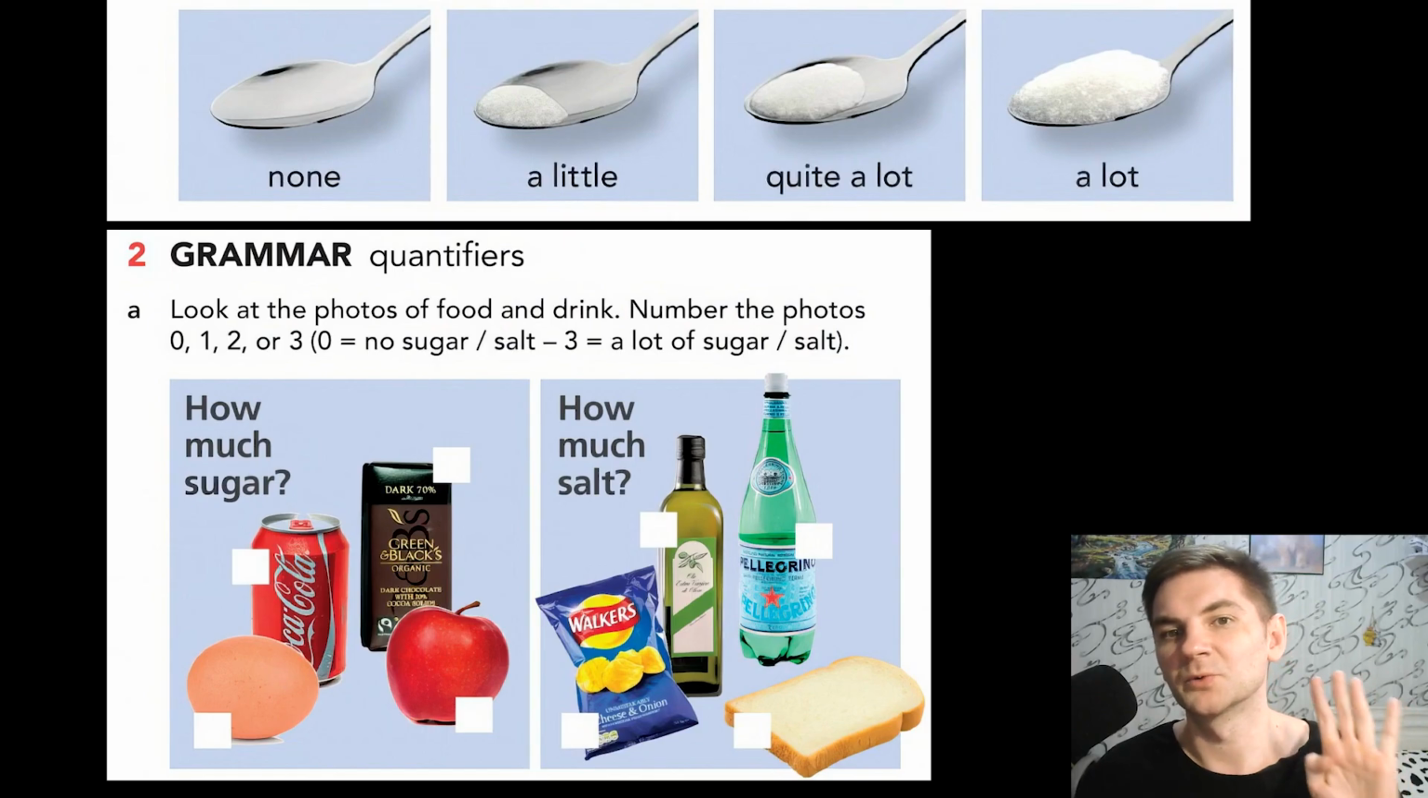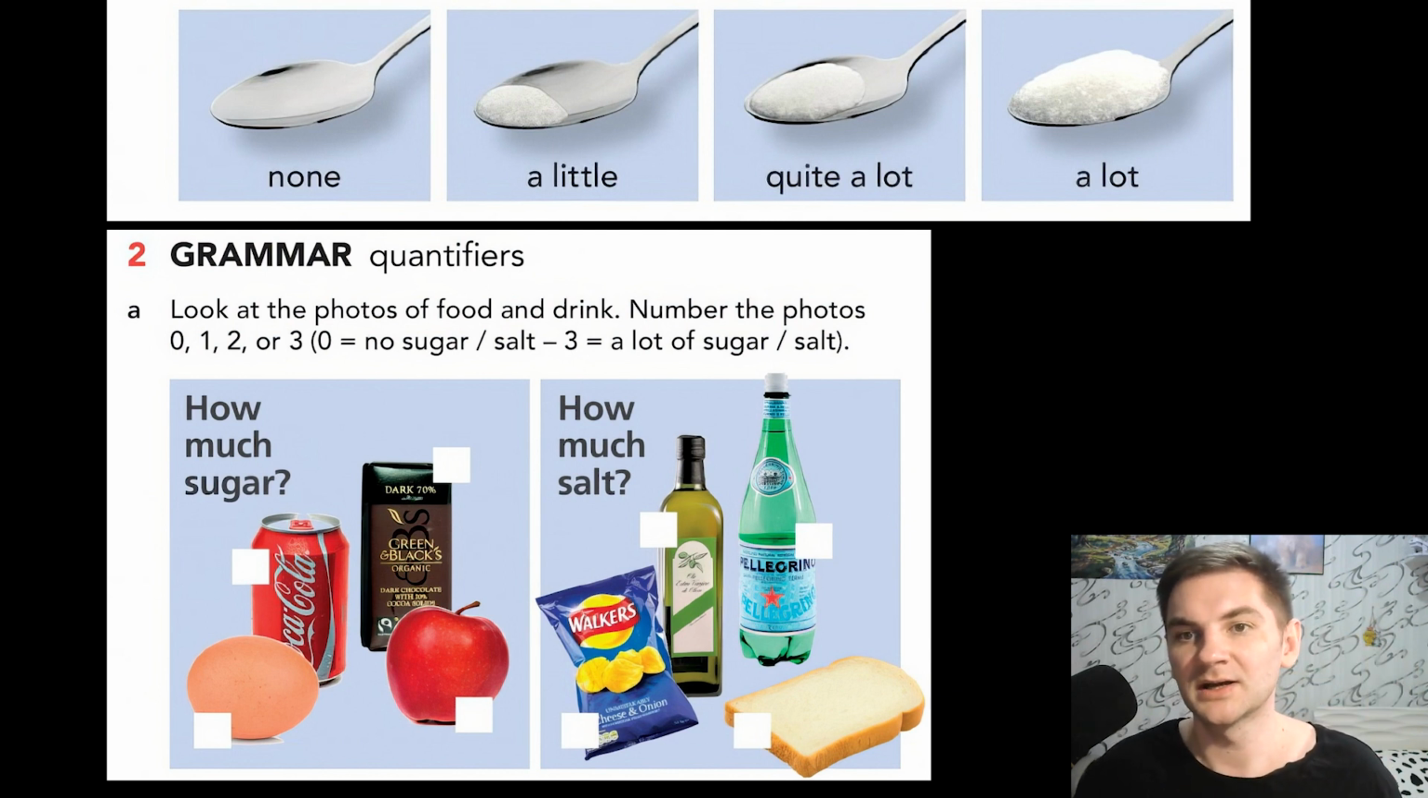Let's look at 4 words before we continue. None, it means вообще нету никакого количества. A little – это чуть-чуть. Quite a lot – довольно много. And a lot – это много, просто чего-то очень много.